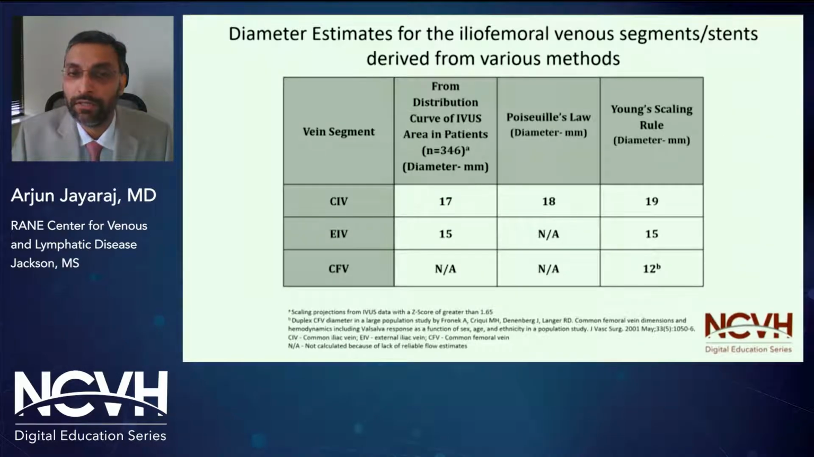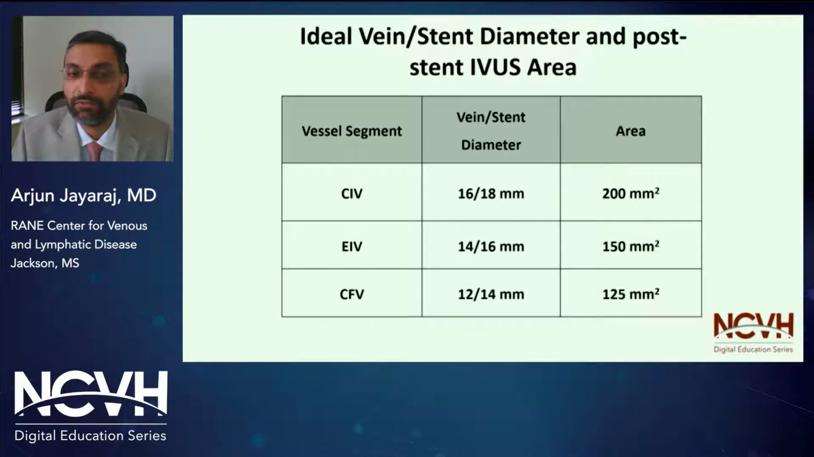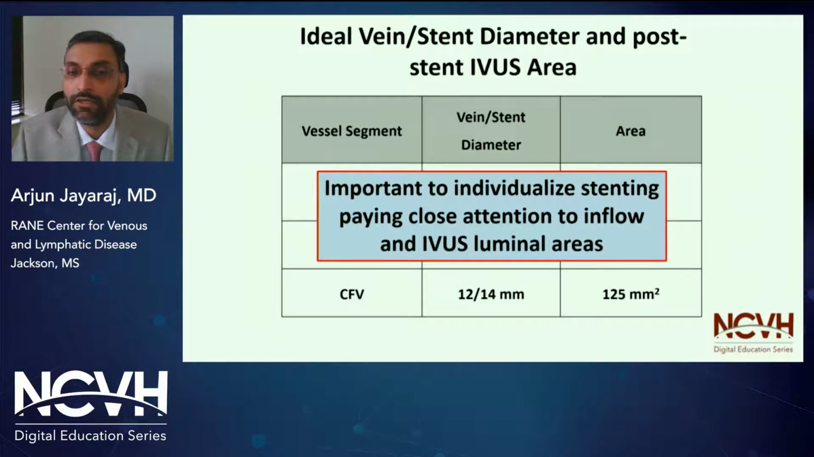When we put all this together, these are the different numbers that we get from the IVUS planimetric data, the Poiseuille law, as well as the Young scaling rule. Distilling all this, the vein size in the common femoral, external iliac, and common iliac should be roughly 12, 14, and 16 millimeters. Correspondingly, the area would be roughly 125, 150, and 200 millimeters squared. Having said that, it is important to individualize stenting, paying close attention to inflow and IVUS luminal areas.